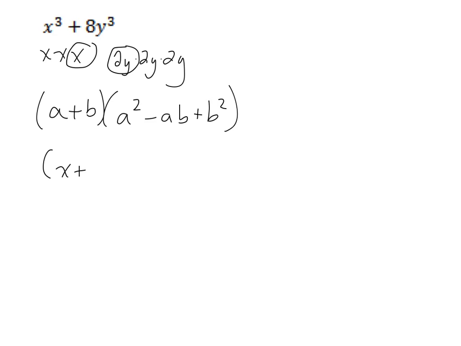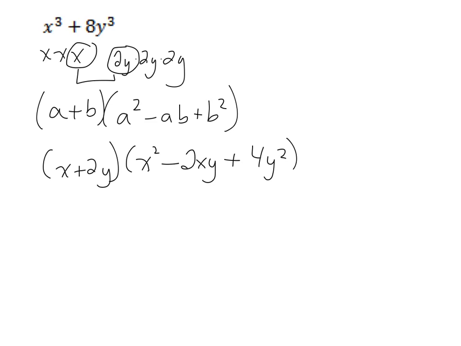So this is simply x plus 2y. a squared is just x squared, so that's x squared, minus ab, which would just be these two together. I just like to put it in a little different order, so I'll say 2xy. y2x is also correct. Plus b squared, which is 2y squared. Well, 2y times 2y is 4y squared. So this is my factorization.